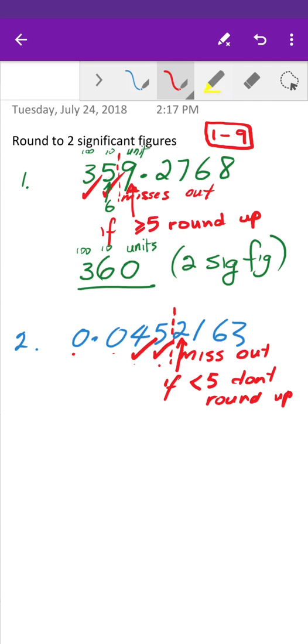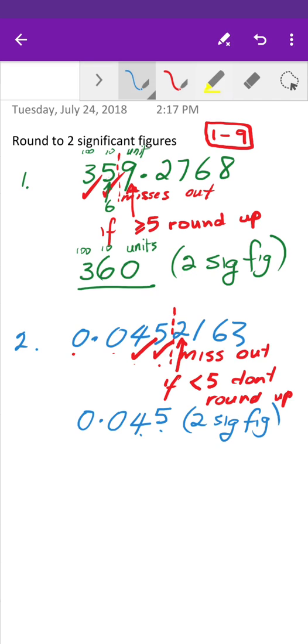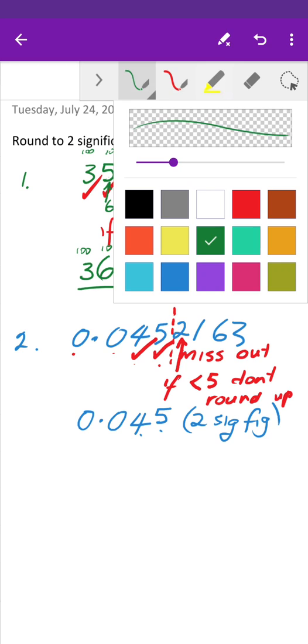So we simply write the answer as 0.045. That doesn't get rounded up. We stop. The others miss out. We have two significant figures. The two significant figures are the 4 and the 5. Zeros do not count, and decimal places ignore. It's simply the first number, the second number. All right, let's do one more.